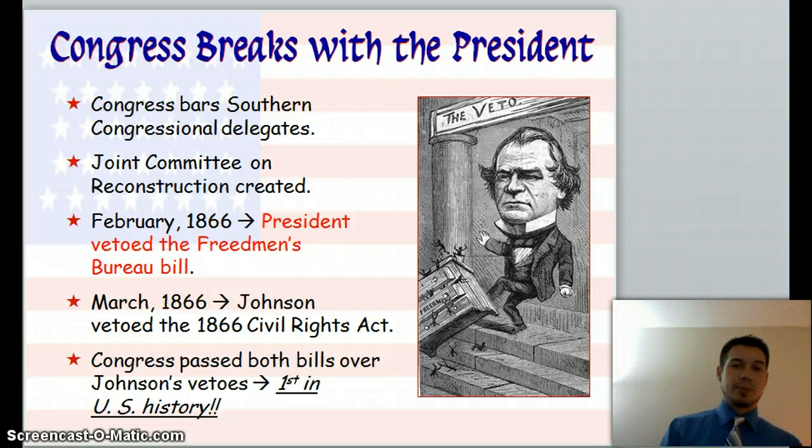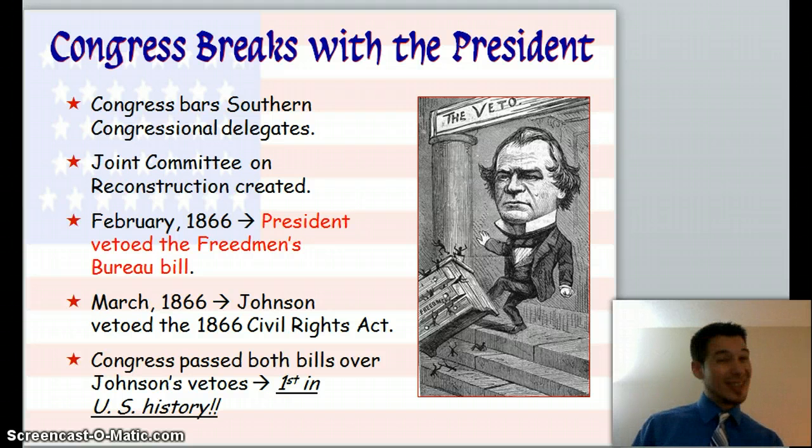But Congress breaks with the president. Believe it or not, Andrew Johnson takes the Freedmen's Bureau bill, to renew it, and he vetoes it. He doesn't want the Freedmen's Bureau anymore. This does outrage a lot of people, especially abolitionists.